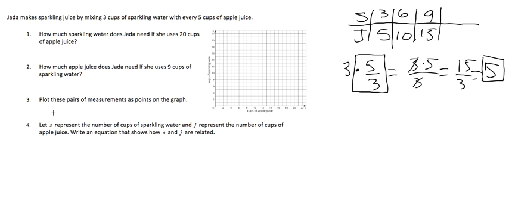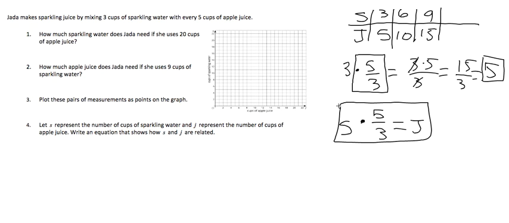So if you're to create an equation from that, if I skip down here to number 4, saying that S and J are the cups of sparkling water and cups of apple juice, if we were to write an equation, we see that the S here, the sparkling water, we're being multiplied by 5 over 3, which gives us our juice. So here's our equation for number 4.